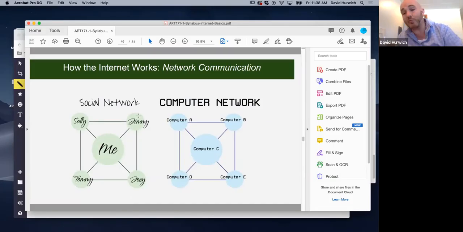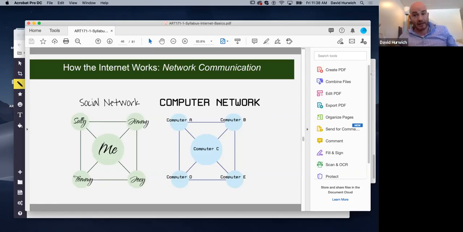These are people I know from work or my job, friends of friends, family members, friends from college, that kind of thing. So I know Jimmy, I know Joey, I know Tommy. To know me, your name has to end in Y. That's just a rule. Sally, all right? So I know all these people.